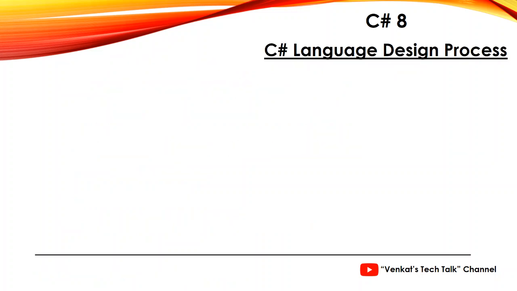Before that, if you're really interested in knowing how the C Sharp language design process works, because we are talking about a new version 8, how this 8 comes out, what is the background behind that, how these features are decided to make it into a specific version of the language, and where the source code of this language is held, if you are interested in all these things, this slide is for you.